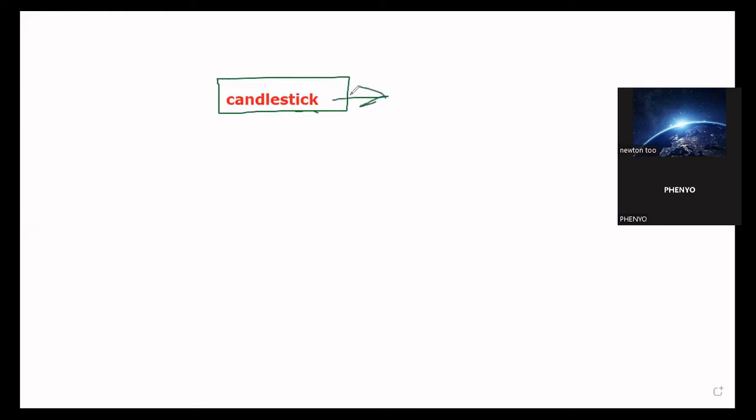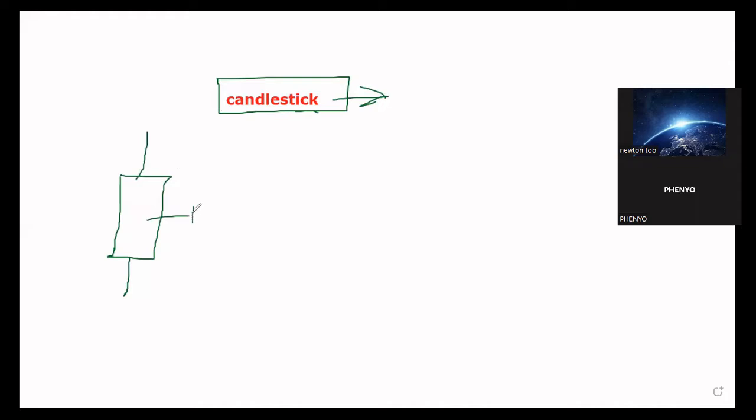And these are patterns that represent price in the market. For example, let me show you. A candlestick can look like this. A normal candlestick looks like this.